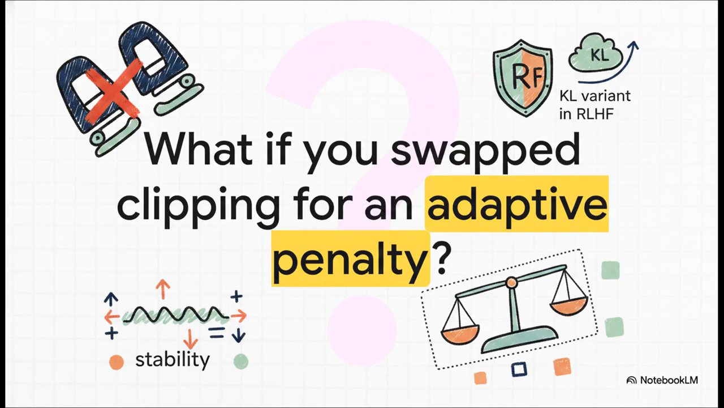So ask yourself, if you swapped the hard clip for an adaptive penalty in a standard environment today, how would it change your model stability? Exploring that question is going to test your true understanding of how this AI revolution was built.